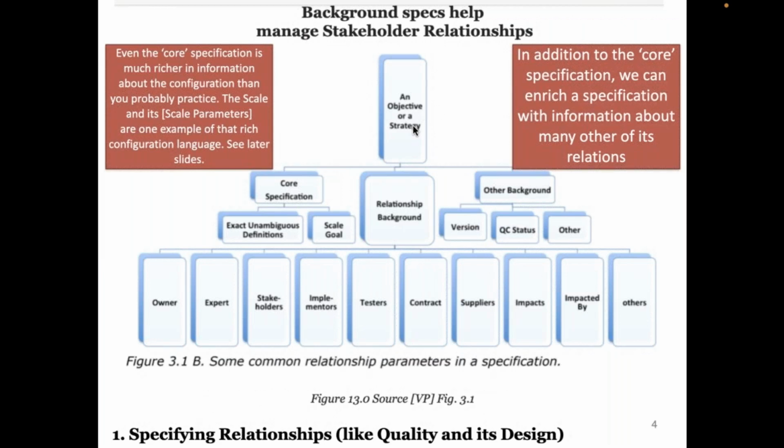Here's another view of really the same thing. If we're specifying an objective or requirements and we have a core specification, exactly what we want, say more security in the future, then all this other stuff here, which I call background information, is largely all about relationships of this requirement to the other entities like stakeholders and designs and architecture in the setup.